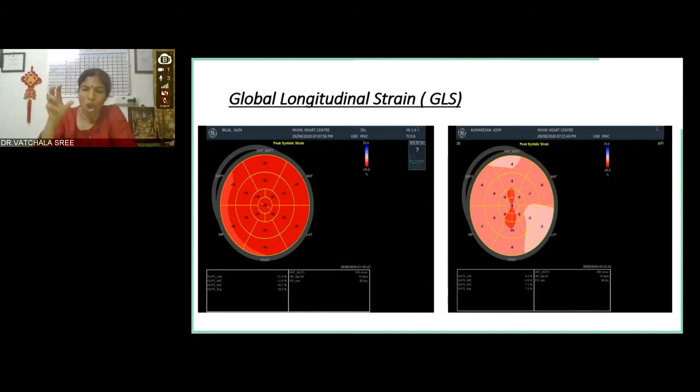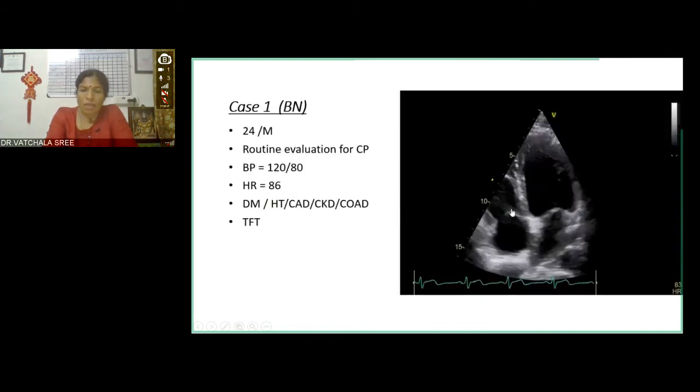Then it gives you confidence to actually make the decision whether this is abnormal or not. And similarly, when you have a grossly abnormal strain pattern like this, you know for sure that the patient is going to have diastolic dysfunction. Okay. Now, with this, we'll see some case series.